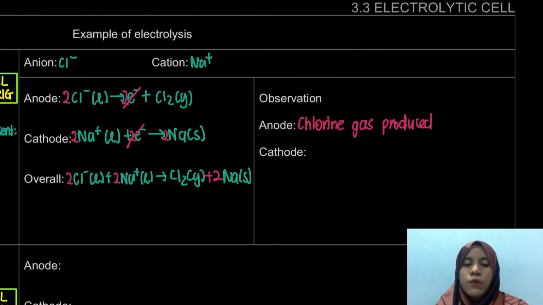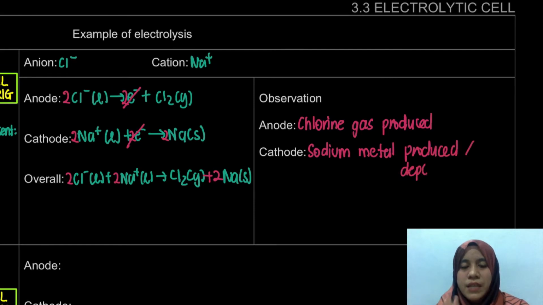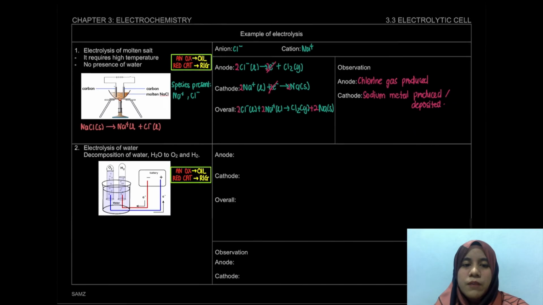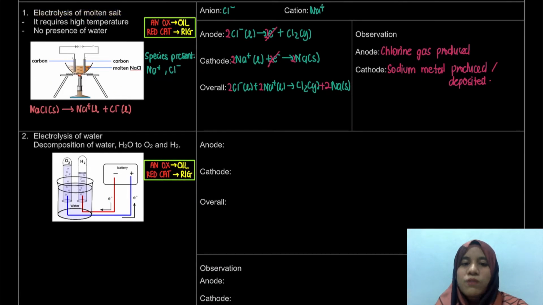So for the cathode, let's look here. Here is our sodium metal. So I'm just going to write down sodium metal produced. Sometimes in notes, they like to write down deposited, but it is the same meaning. It means this metal is produced. So that's the case for molten salt. Molten salt is quite straightforward.